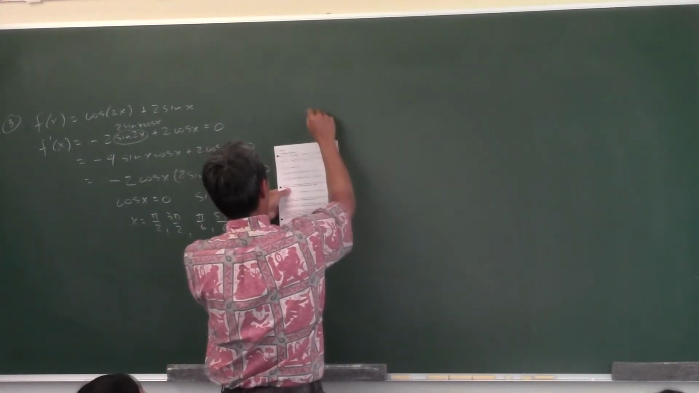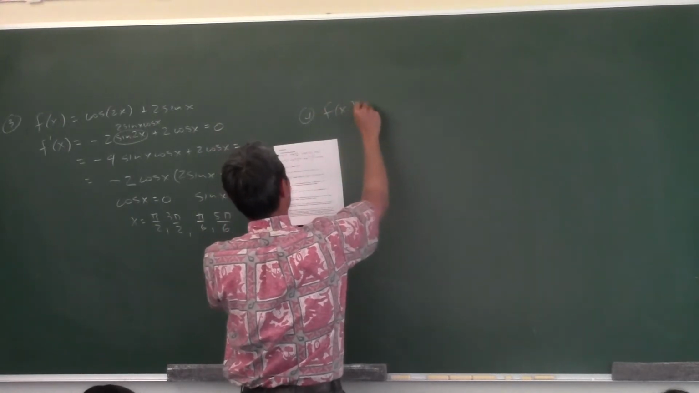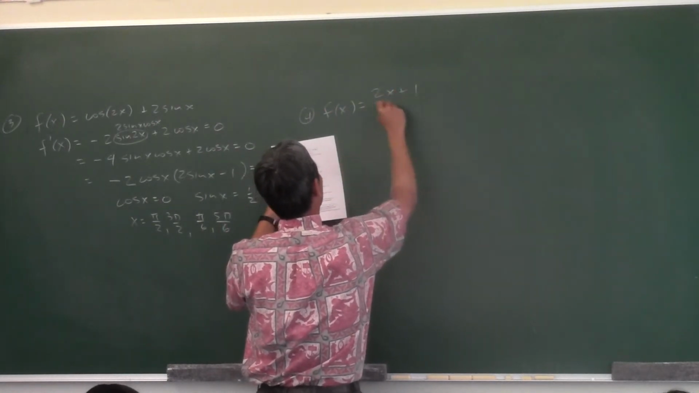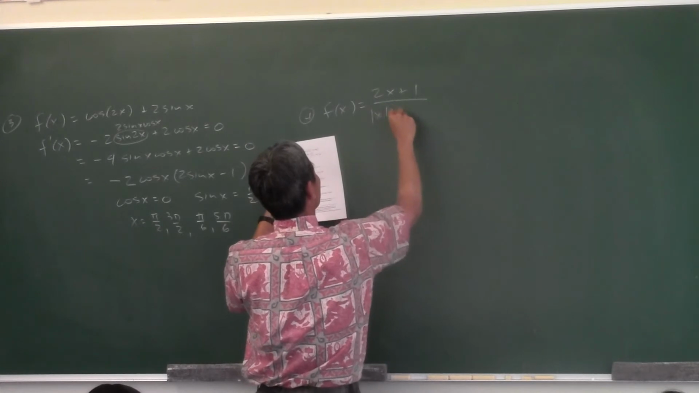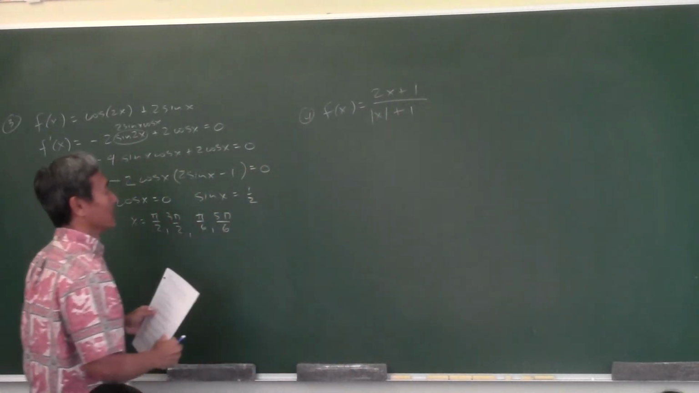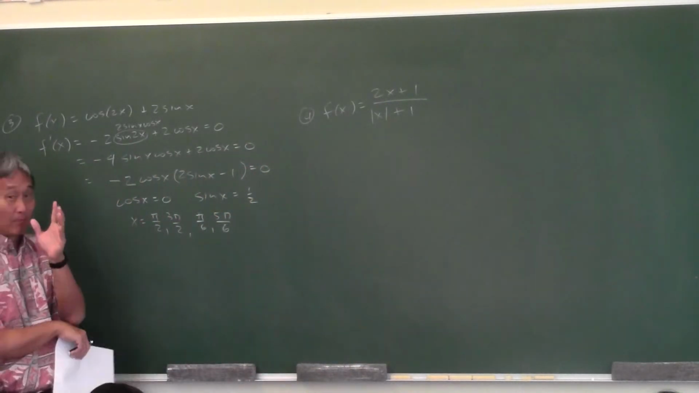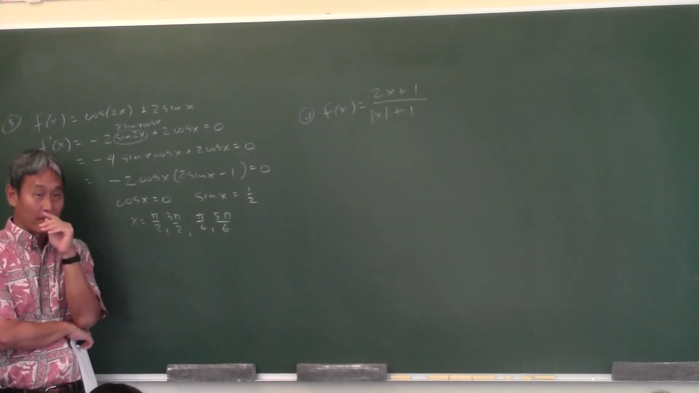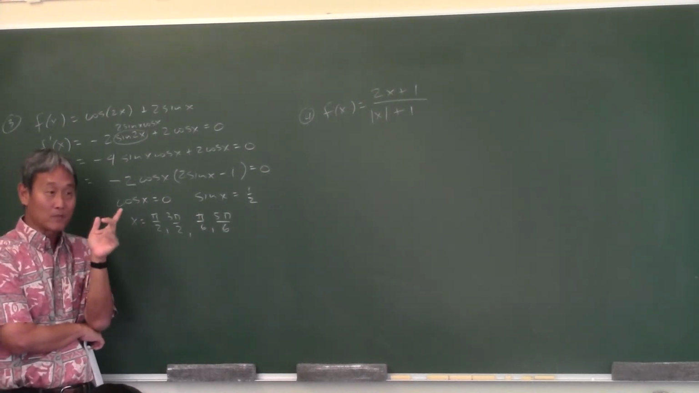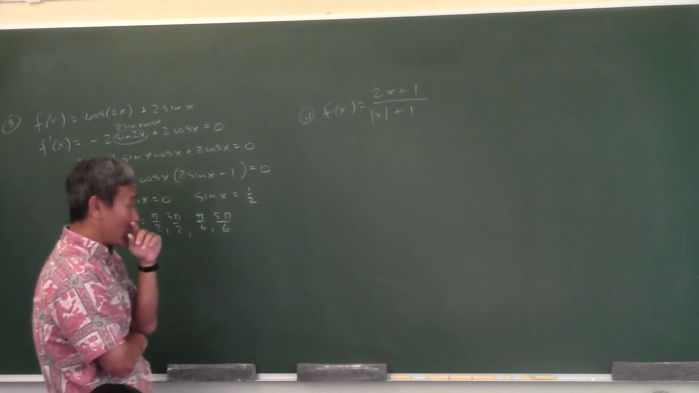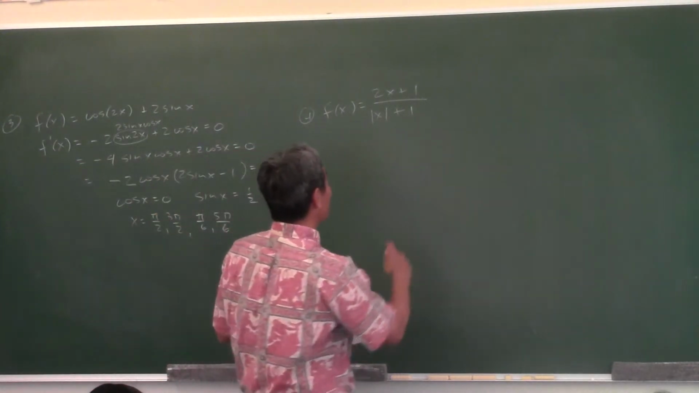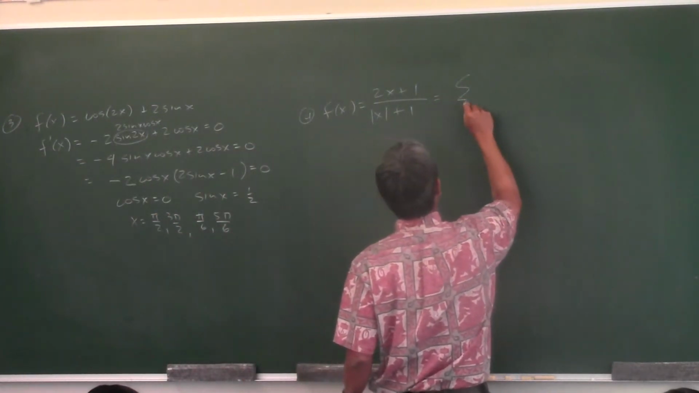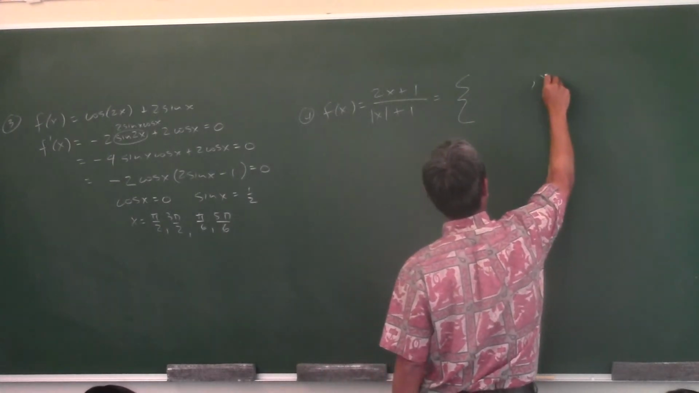Okay, number 4. F of x is equal to 2x plus 1 all over absolute value of x plus 1. Okay, now what do you do? Now this is pretty much the difference between a 4 and a 5 on the AP exam. You gotta know how to handle absolute value. What do you do when you see absolute value? Skip to the next problem? No, you make a piecewise function.